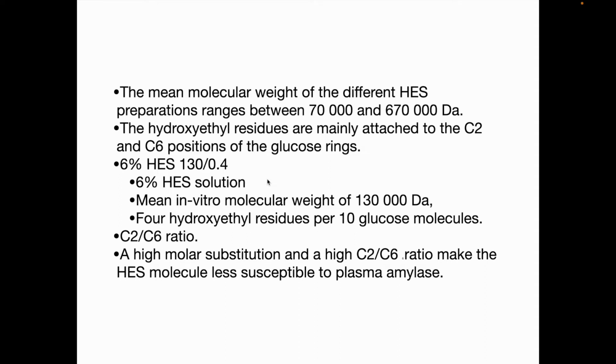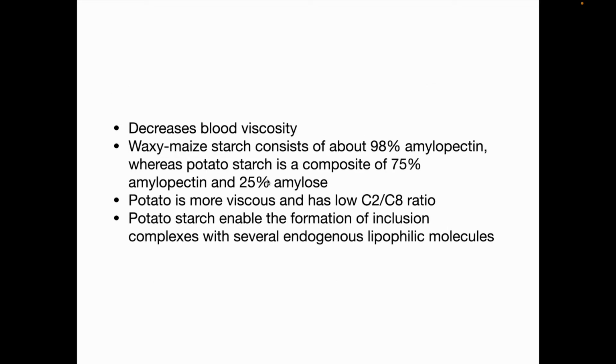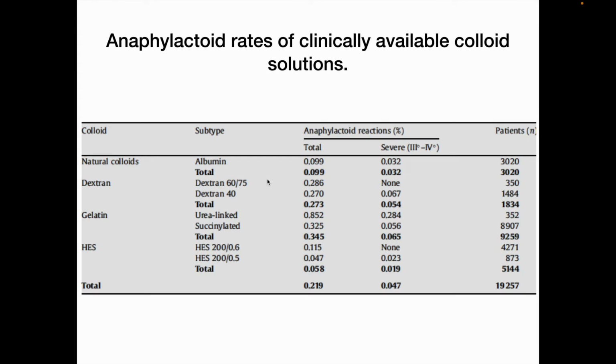A higher molecular substitution and a higher C2 by C6 ratio make the HES molecule less susceptible to plasma amylases. It decreases the blood viscosity. The waxy maize consists of 98% amylopectin, and the potato starch is composed of 75% amylopectin and 25% amylose. Potato is more viscous with a low C2 by C6 ratio. Potato starch enables the formation of inclusion complexes with several endogenous lipophilic molecules.